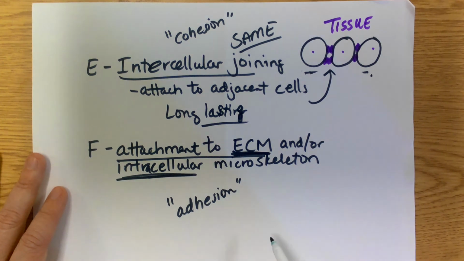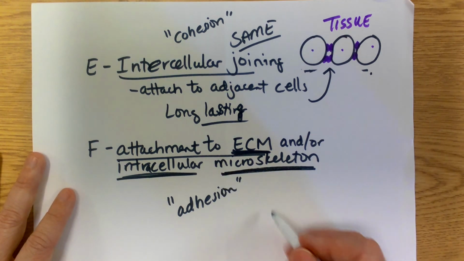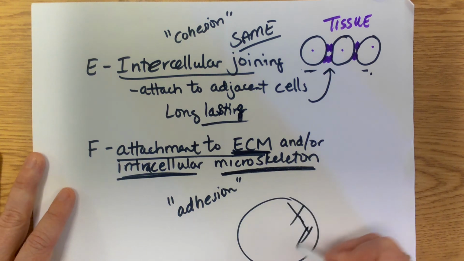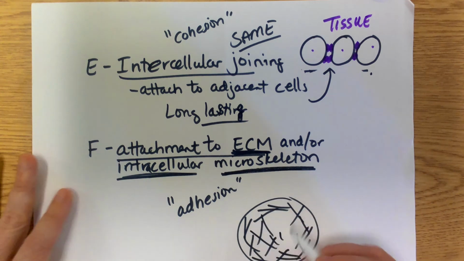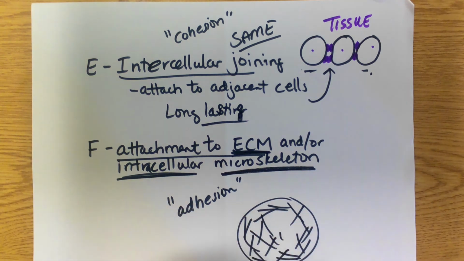And then on the inside of the cell, if you were to look at it, it's all these little tiny filaments and tubules that are very similar to muscle fibers. And it keeps the cell in a round sphere instead of it collapsing and being too flat.